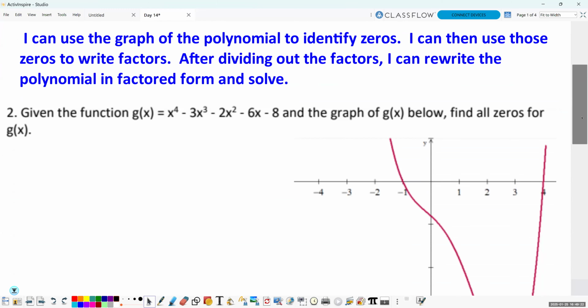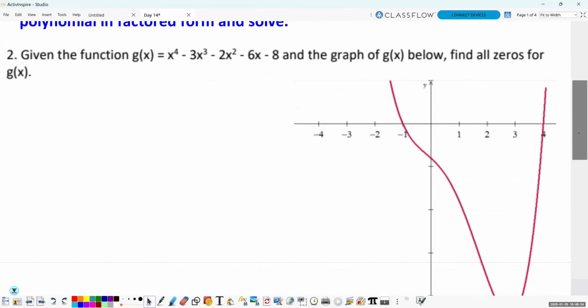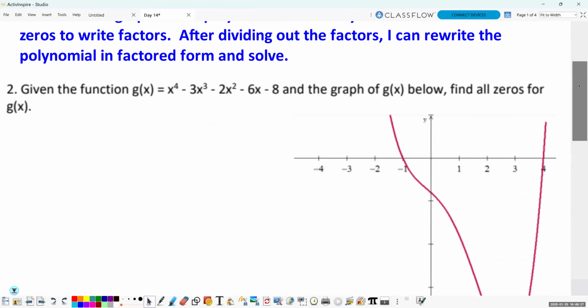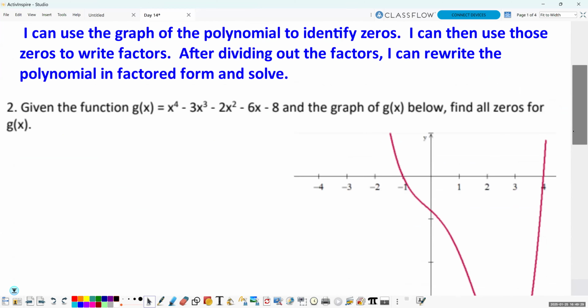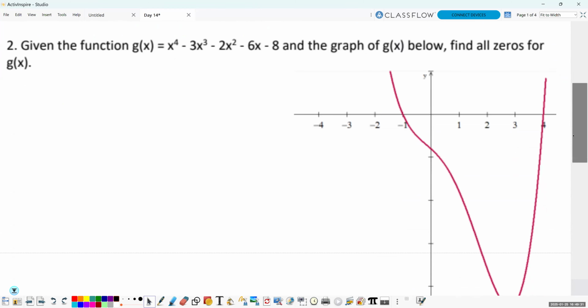Hopefully for number two, you notice that the graph contained two zeros. As a reminder, this problem is pretty much the format of your exit ticket. So you need to be able to take this graph and notice there are two zeros, one here at -1, one here at 4. So we have two choices. For the one at -1, we could divide out x plus 1. For the one at 4, we could divide out x minus 4. It is really your decision.